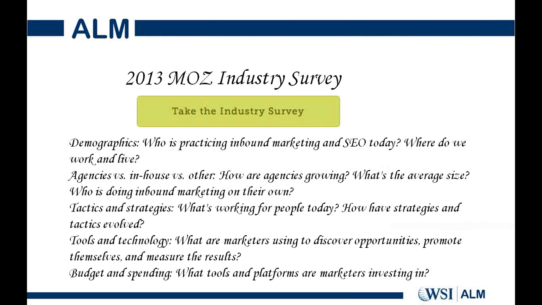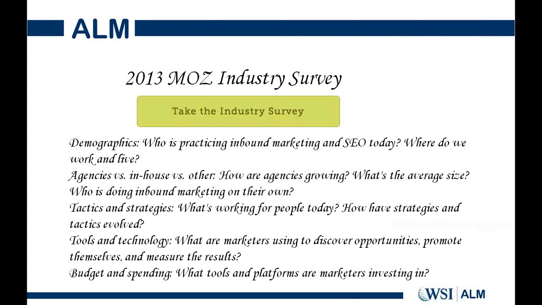Now, the second thing that we wanted to mention was a 2013 Moz industry survey. A very useful survey that Moz does every year, and there's a lot of interesting facts and information that come out of this survey. The information relates to things like how the companies handle their work, whether they utilize agencies, what percentage do it in-house, what's the average size of the agencies, who's doing inbound marketing on their own, things like tools and technology. So there's a whole bunch of questions. We completed this questionnaire last week.